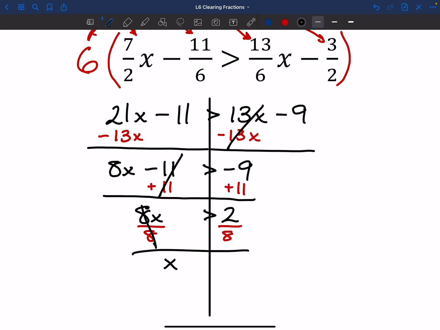We're going to get that x is greater than 2/8, which is the same thing as 1/4, or, again, if you like decimals, 0.25. Either one of those is fine.